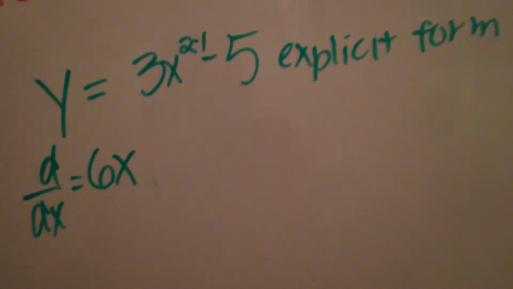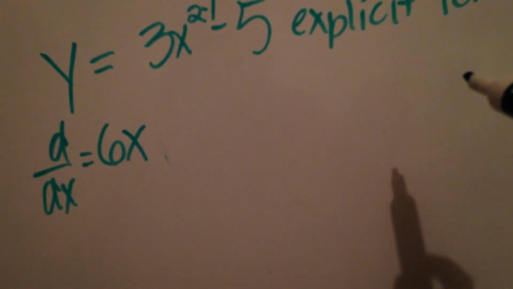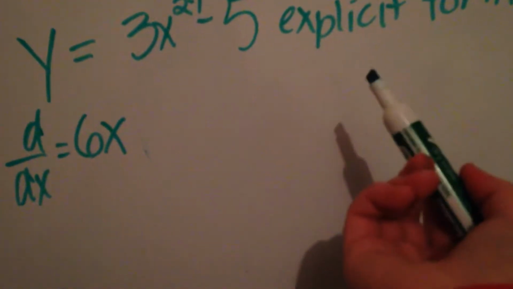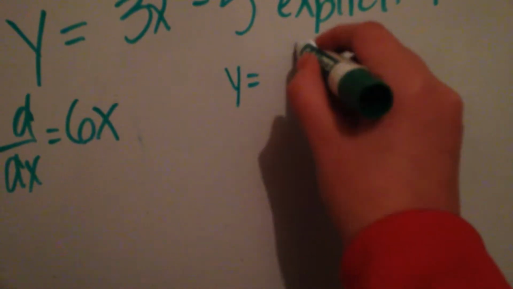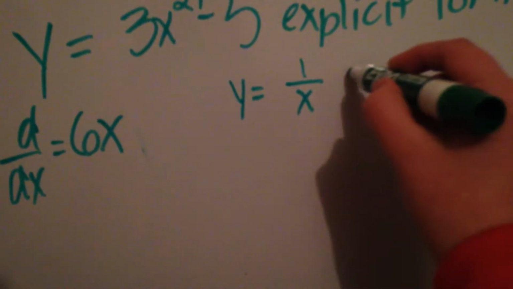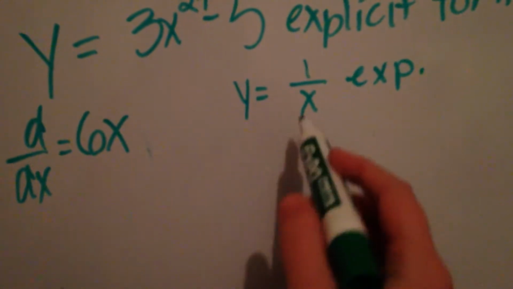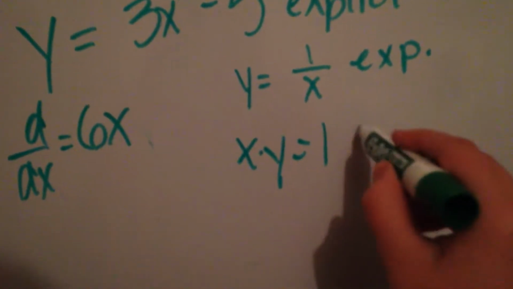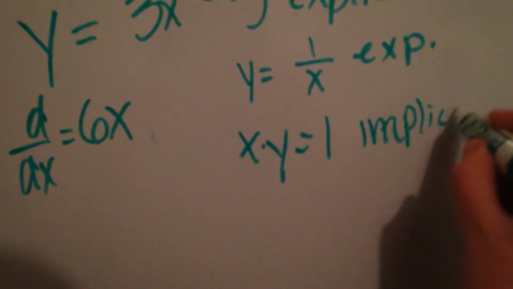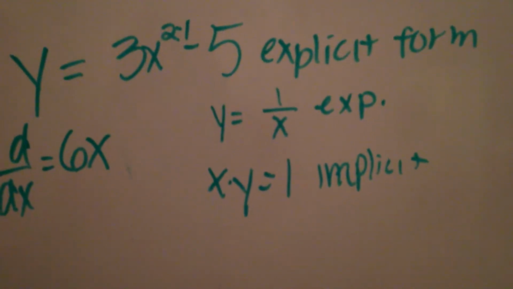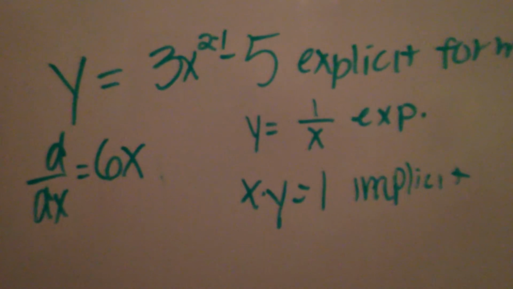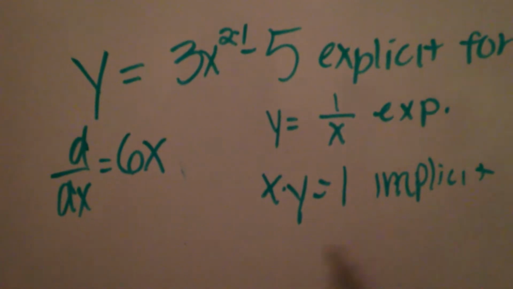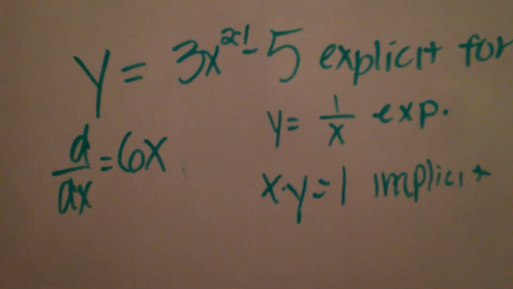Now, if you want another example of the explicit form versus the implicit, something as simple as this would be y equals 1 over x. This would be the explicit. And then if you want the implicit form, it would be x times y equals 1. That's the implicit. So that is how you take the derivative of an equation. If you still don't know how to do it, you can simply pause this video and go back, but I'm going to erase this.